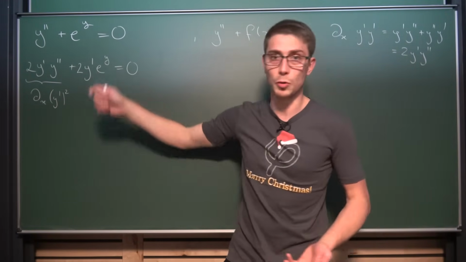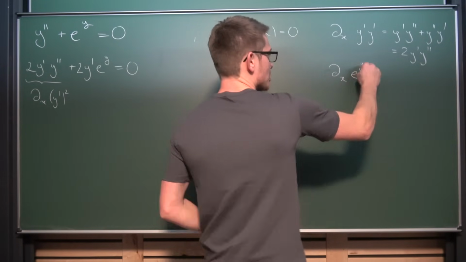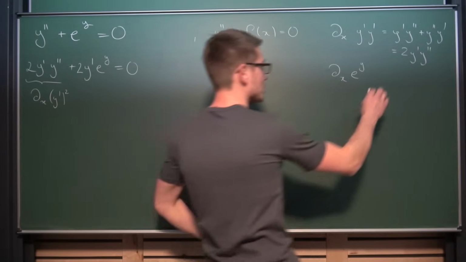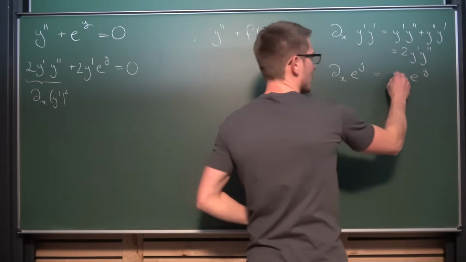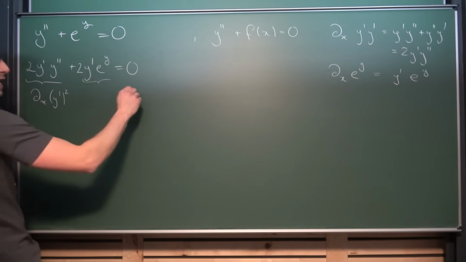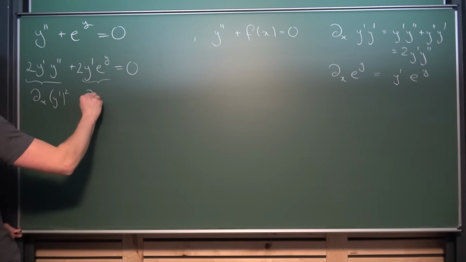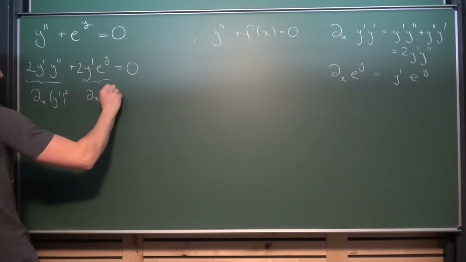It's just a chain rule basically. And the cool thing about differentiating the exponential function is you're going to preserve the exponential function, and also the inner derivative is going to be y prime. So this part right here is the same as del x of e to the y.